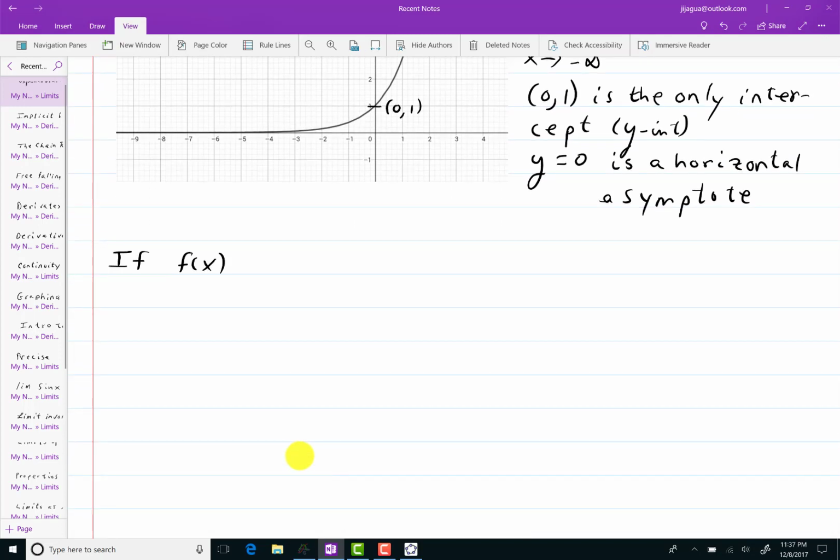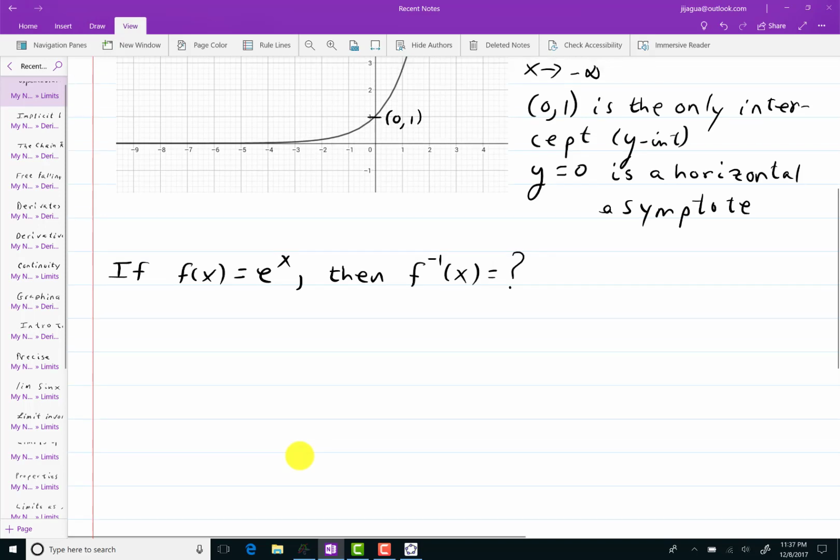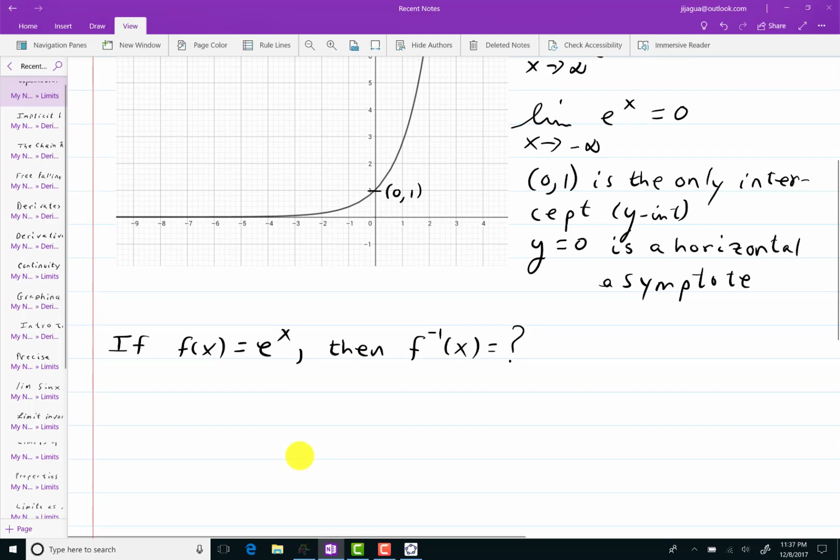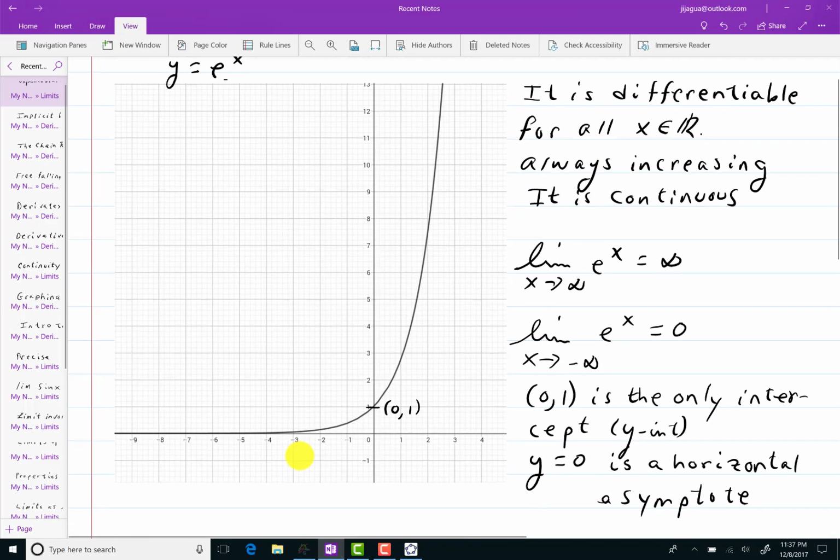Now, what I want to do is define an inverse function. If you look up at the graph of f of x equals e to the x, it's not only a function since it passes the vertical line test, but it also passes the horizontal line test. So what that means, we call such functions one-to-one.